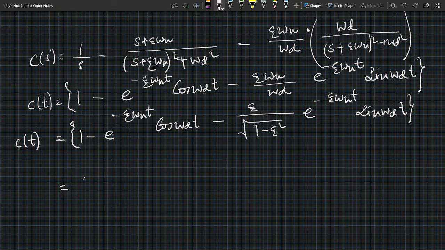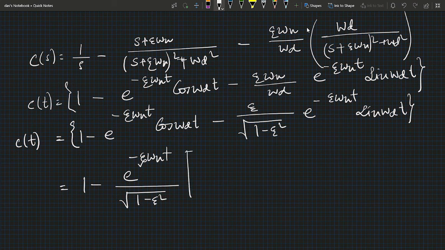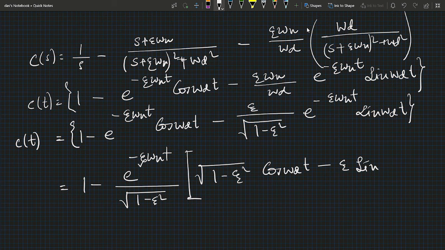Now from here, some mathematical computation. If we take the common term from these two, then another mathematical expression is given by this equation. Sorry, there is no e part coming out. There is only sine omega d t.